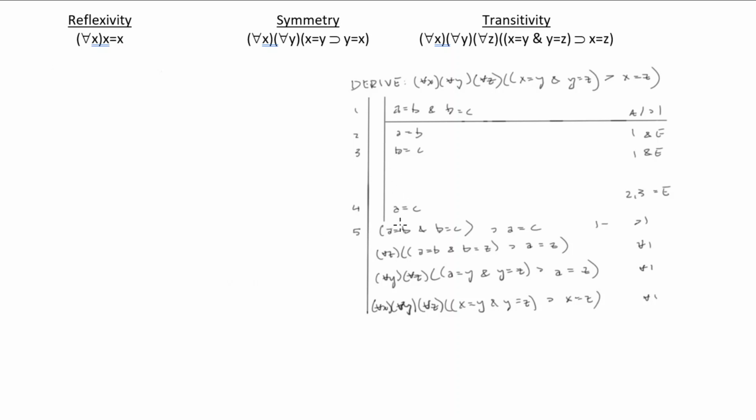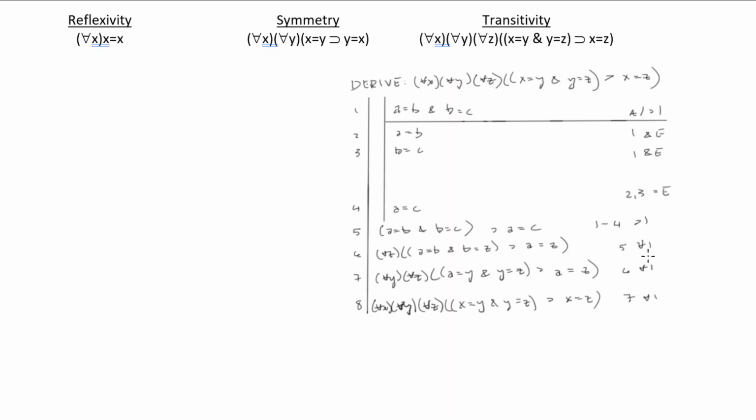Line 5 then would be 1 through 4 conditional introduction. Line 6 would be 5 universal introduction. 7 would be 6 universal introduction. And 8 would be 7 universal introduction.